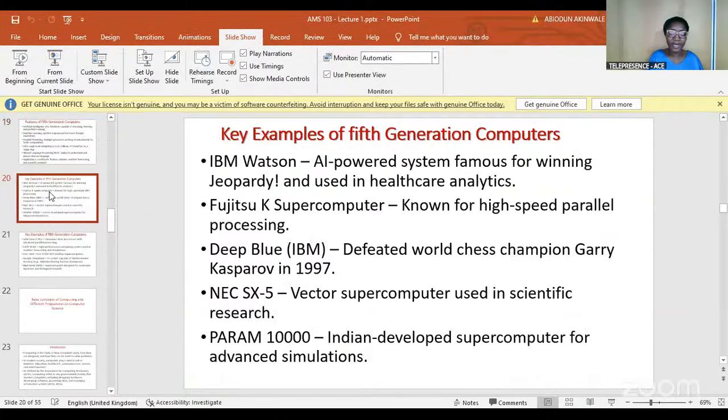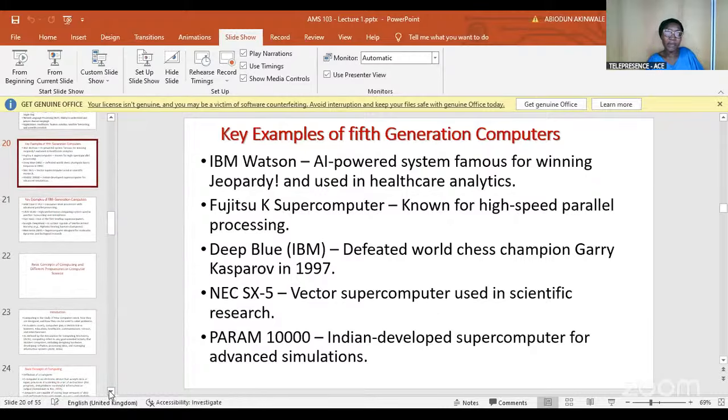So please, weather forecasting, this is happening, scientific research, all these are made possible today. We can move forward to the next slide. So here you see some of the features and examples of the fifth computer generation. So IBM Watson is an AI-powered system which is famous for winning Jeopardy and is being used in healthcare analysis.